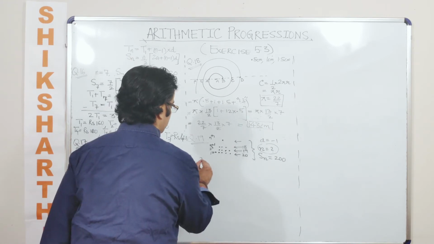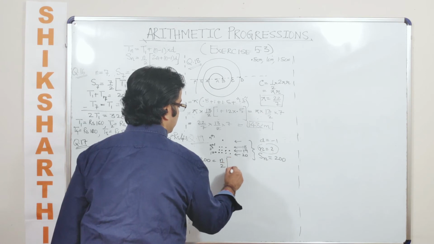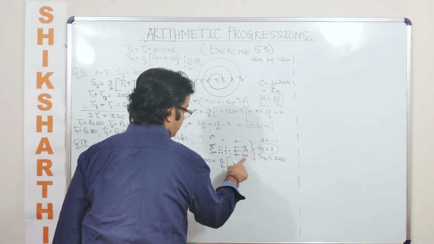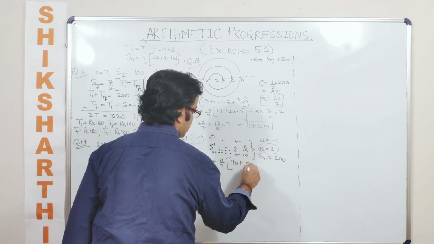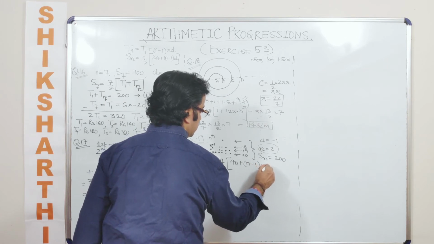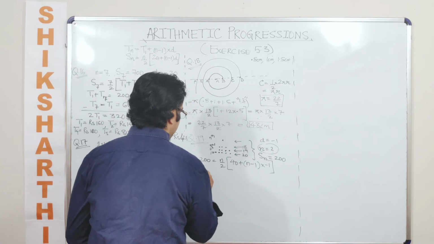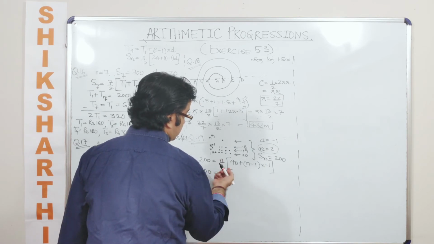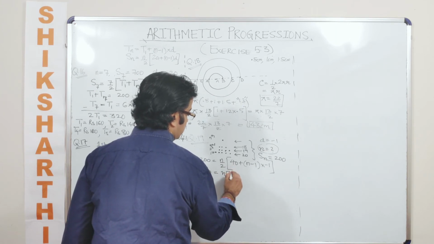So 200 is equal to n by 2 times of 2a, where a here is 20. The first term here is 20. So 40 plus n, which we don't know, n minus 1 into minus 1. Okay. So now when I solve this, I get 400 is equal to n times of, now how much is this?